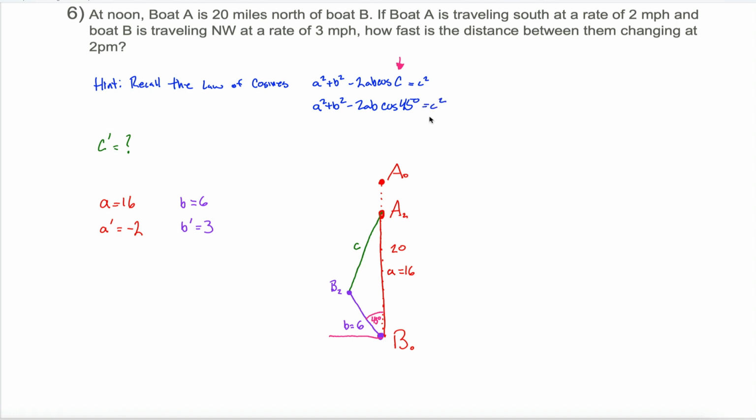And there's no reason to leave a cosine of 45 degrees in there, because the cosine of 45 degrees is the square root of 2 divided by 2. So I could write a squared plus b squared minus 2ab root 2 over 2 equals c squared. In fact, I can even clean this equation up a little bit, canceling out this 2 and this 2 to get a squared plus b squared minus the square root of 2 times ab equals c squared.